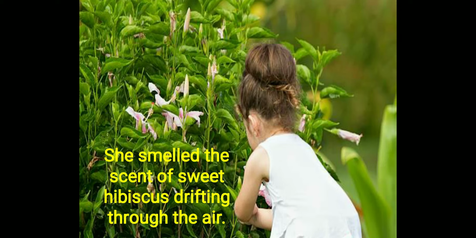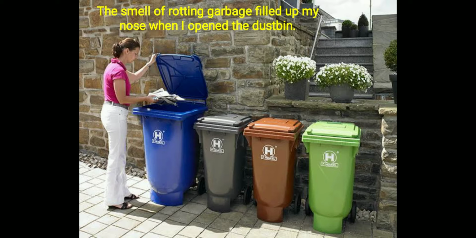For example, she smelled the scent of sweet hibiscus drifting through the air. So now as you read this line, at the same time you are also imagining the smell of hibiscus. Another example, the smell of rotting garbage filled up my nose when I opened the dustbin. So now as you read this line, at the same time, you can also imagine the filthy smell that you get as you open up the dustbin. So here you can see how the poet is making use of this imagery device where he has used the sense of smell.